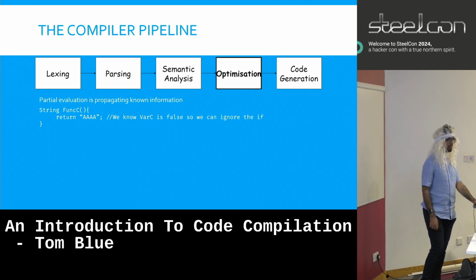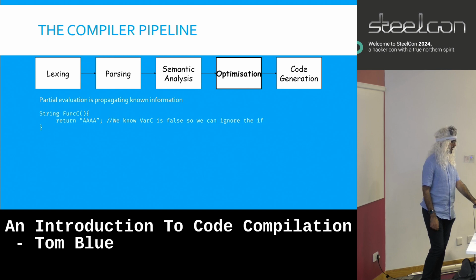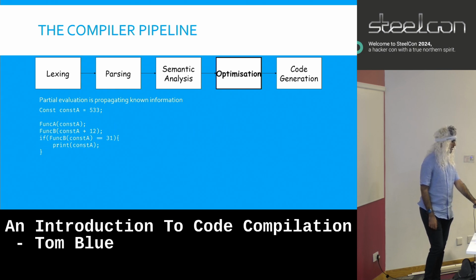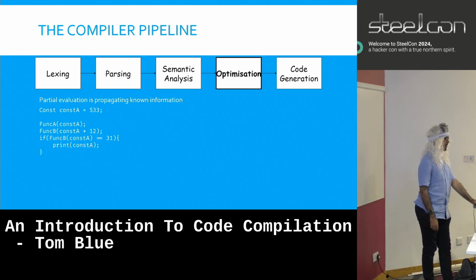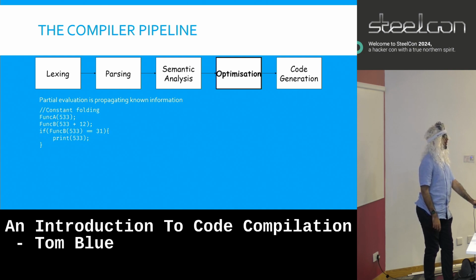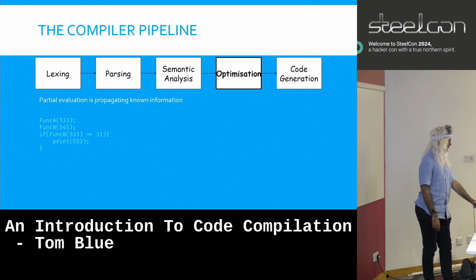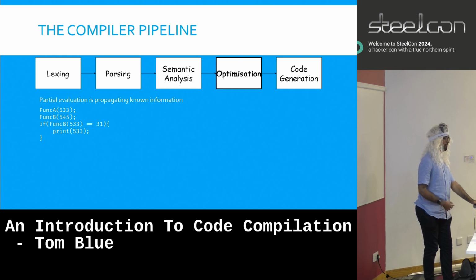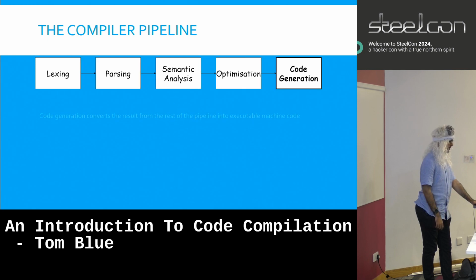Another part of partial evaluation is what's called constant folding. If you have const a equal to 533, for example, and we use const a in various places, you can just get rid of const a and replace the places where it is referred to with its value, which then also means we have this expression 533 plus 12, which is now something that we can determine during compile time. So we just replace that with its value, which again results in performance gains because it's less work to do during runtime. And then finally there's code generation.